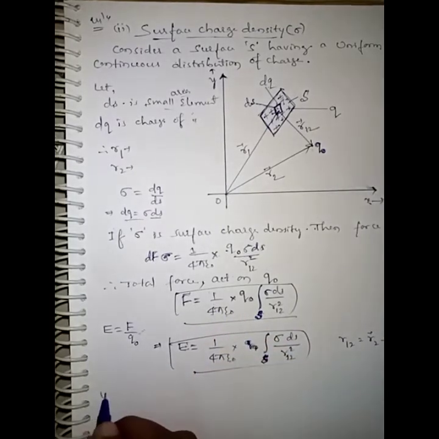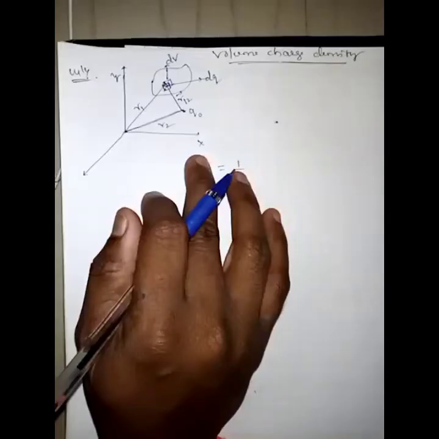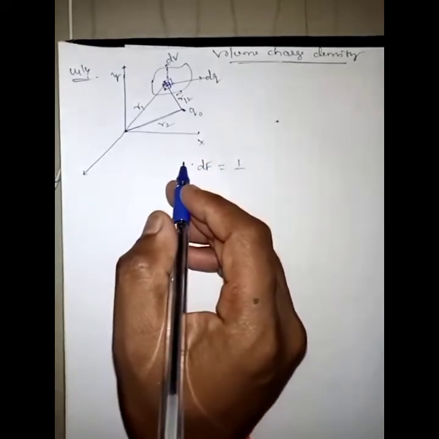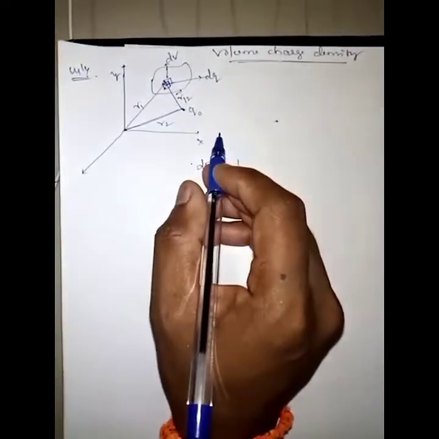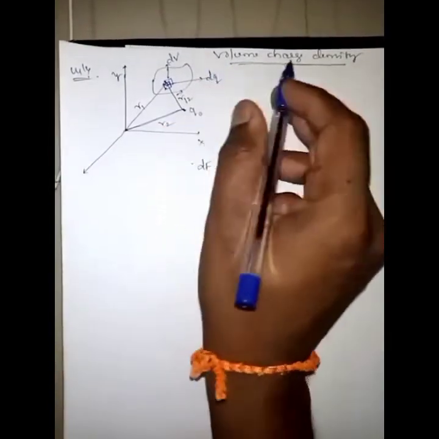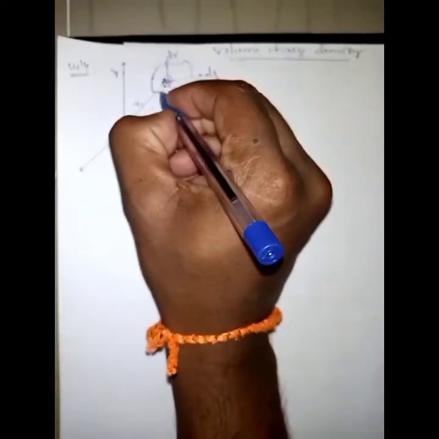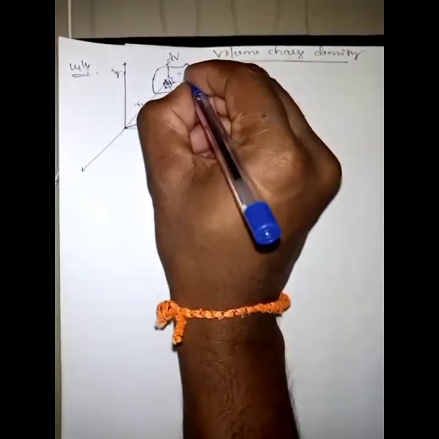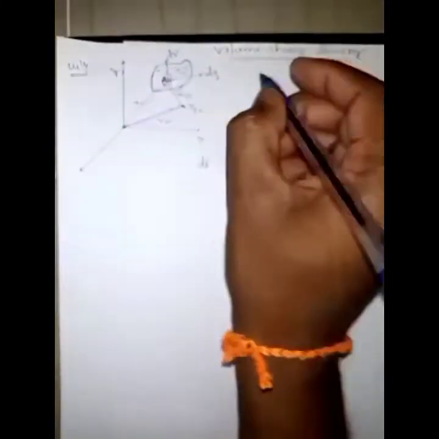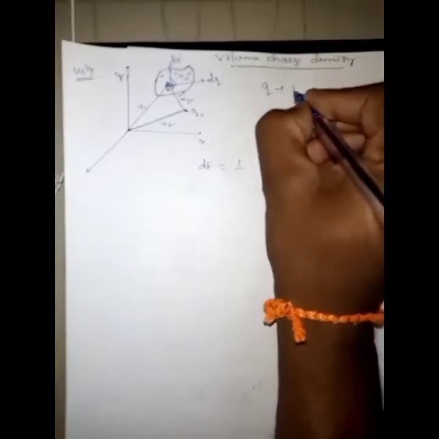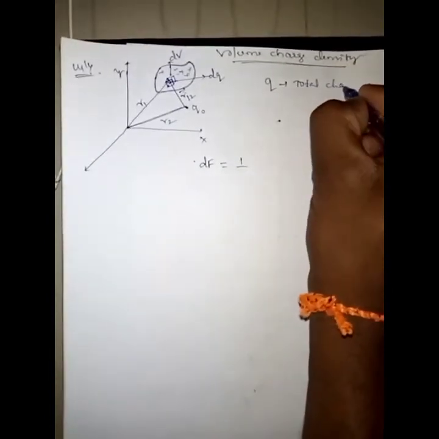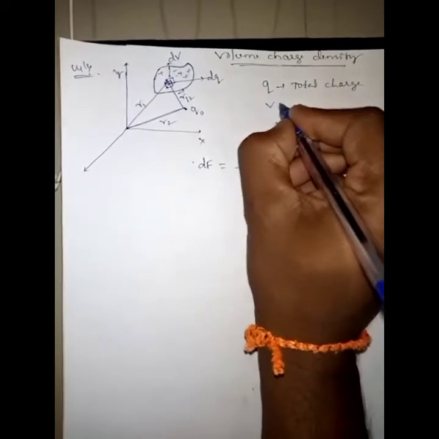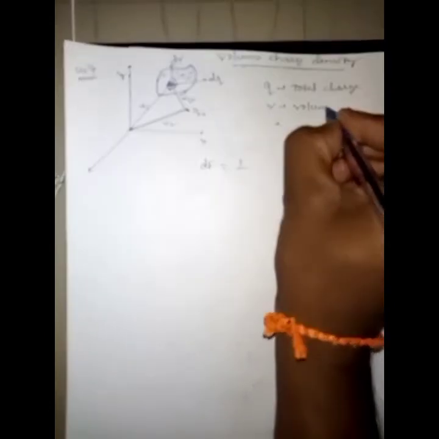Similarly, we can find the force and electric field due to volume charge density. Now I am considering a volume V. The total charge of the volume is Q, and V is the volume.